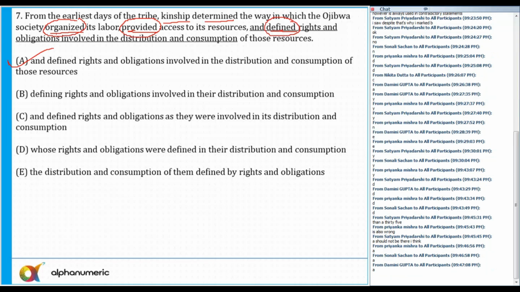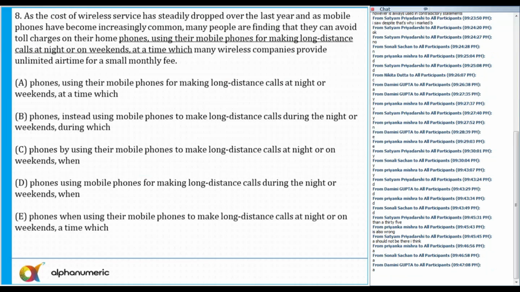If this is clear, let's move to question number 8. As the cost of wireless service has steadily dropped over the last year, and as mobile phones have become increasingly common, many people are finding that they can avoid toll charges on their home phones using their home mobile phones for making long distance calls at night or on weekends, at a time which many wireless companies provide unlimited airtime for a small monthly fee.